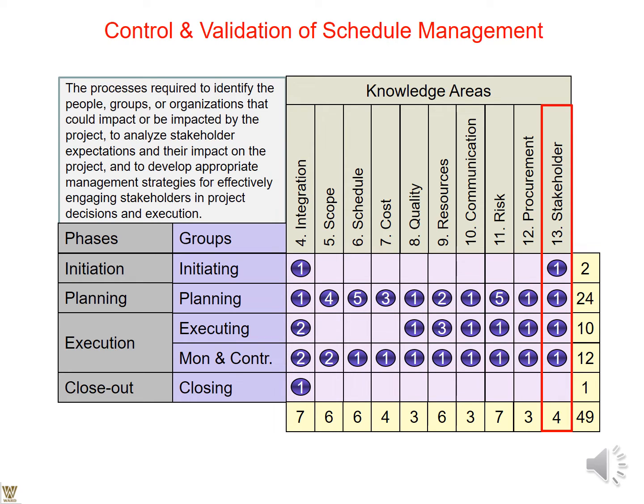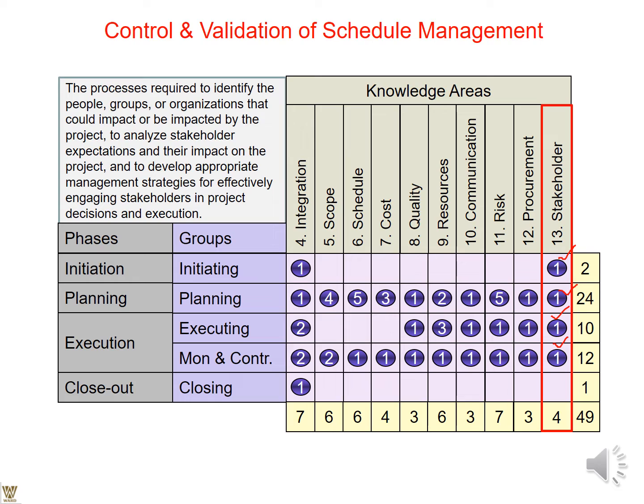Let us come to the last area, stakeholders. The process requires us to identify people, groups, and organizations that could impact or be impacted by the project, to analyze stakeholders' expectations and their impacts on the project, and to develop appropriate management strategies for effectively engaging stakeholders in project decisions and execution. This is where we need to understand about the stakeholders. And remember, in the stakeholders area, everybody is a priority, right at the initiation, right at the execution, right at the planning processes, right at the controlling processes, everywhere.